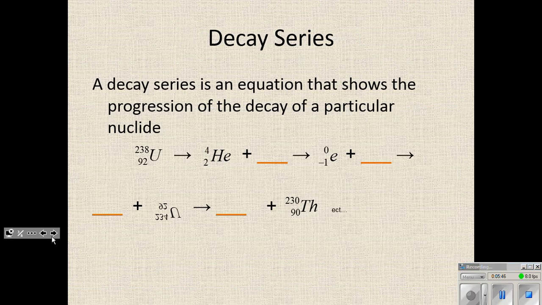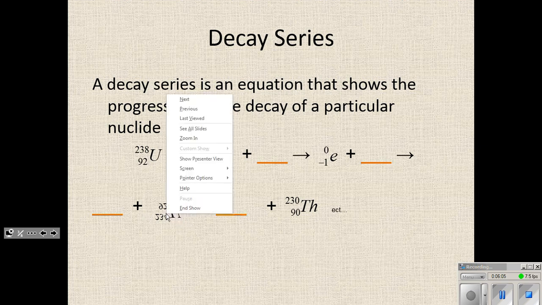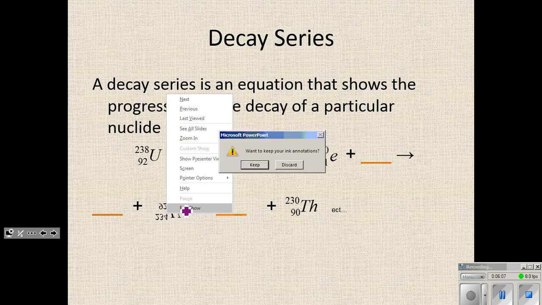Okay, so when a nuclide decays, it undergoes these changes where it turns from one element into another. So what you see here is an equation that shows the way an element is going to decay.